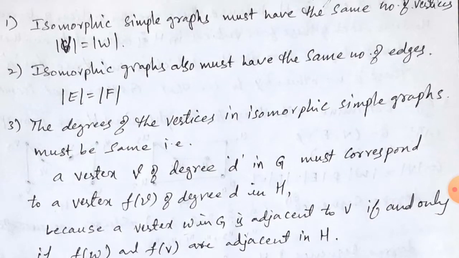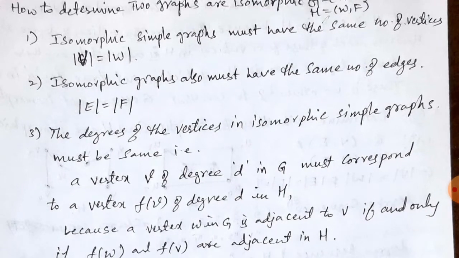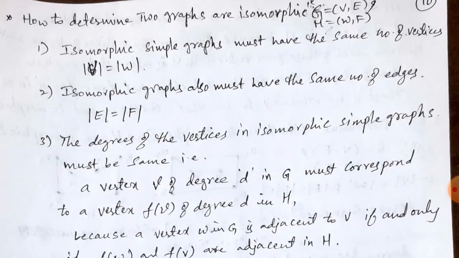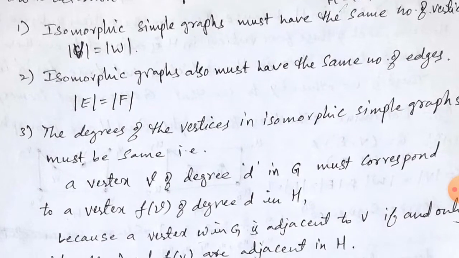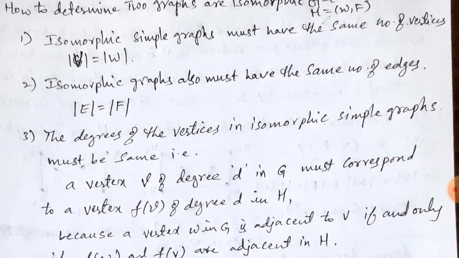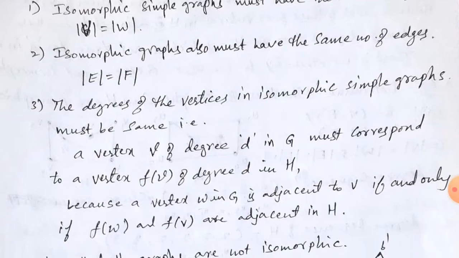Now the second condition: isomorphic graphs must also have the same number of edges. So the number of edges should be the same, not the same edge incidence. Here we just count the number of edges in both graphs. If they are the same, the second condition is satisfied, that is |E| = |F|.